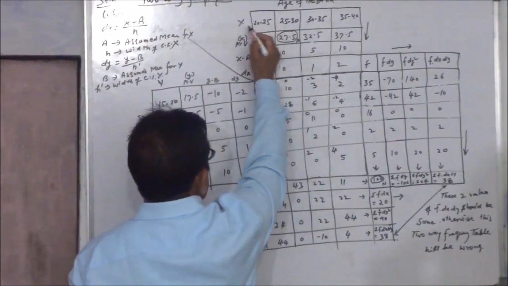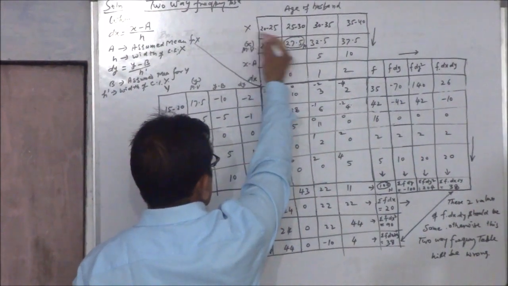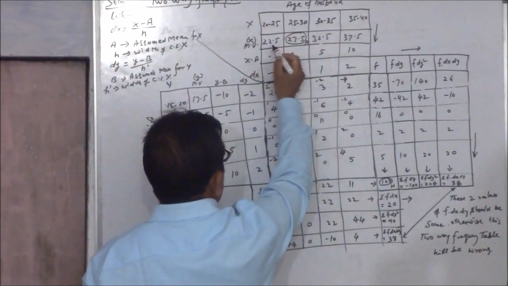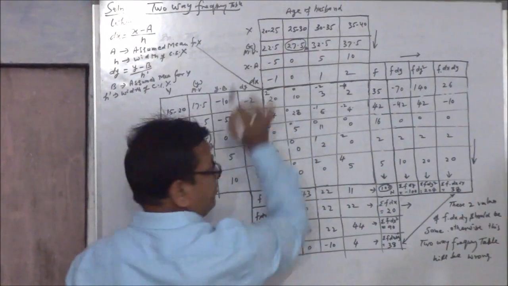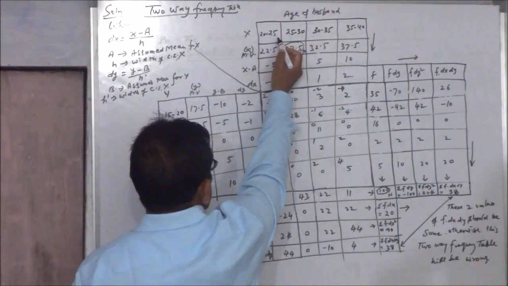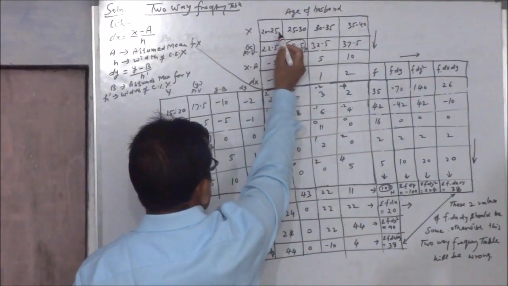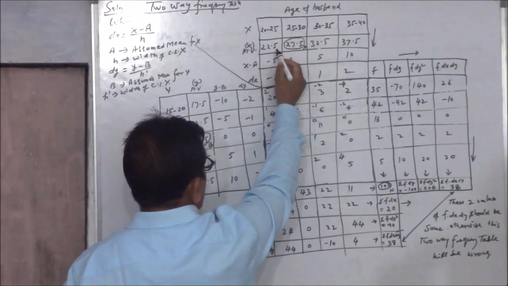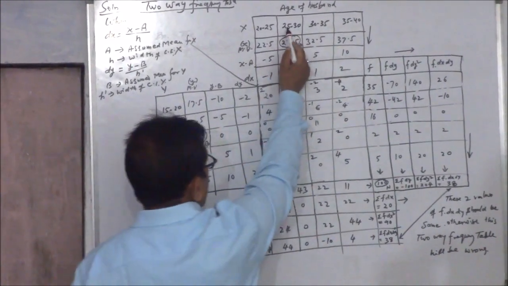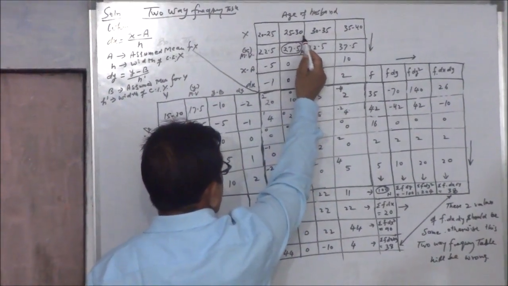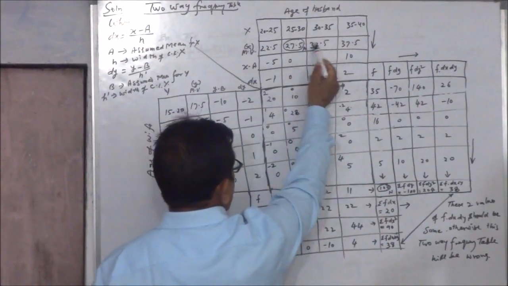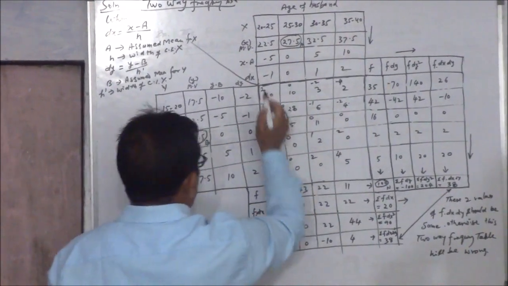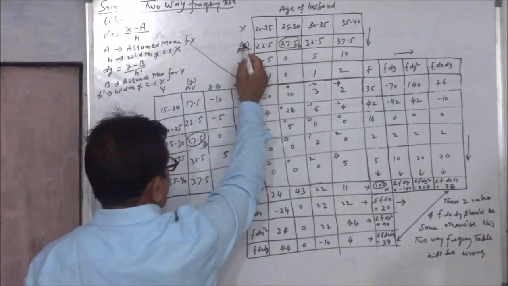First of all, we start calculating this x. So first we will find the mid value of each class interval. For 20 to 25, just add these two numbers, 20 plus 25 upon 2, this is 45 upon 2, this is 22.5. Similarly, add these two values, 25 plus 30 upon 2, this will be 27.5, and like this you can calculate all these mid values for these class intervals. This mid value I have taken as small x.